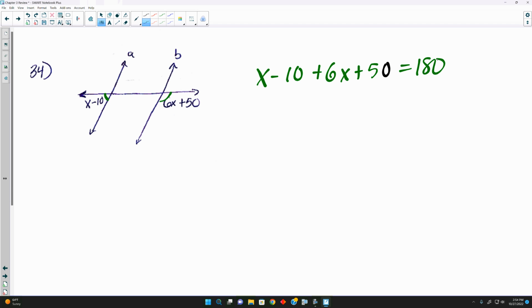Because if these two lines are parallel, we really only have two different angle measures that are going to cross all of them. So they're either going to be the same or they're going to add up to be 180. We got one of two options.